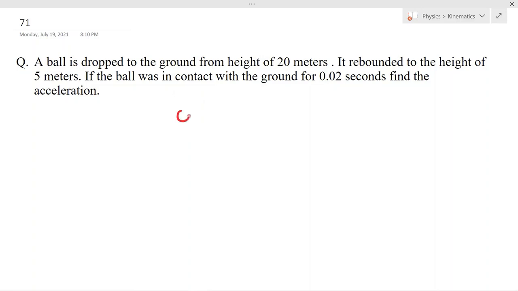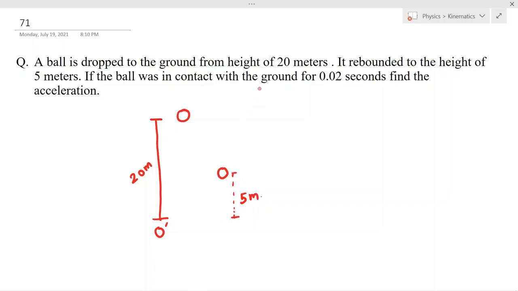Let's say this is a ball which is being dropped from a height of 20 meters from the ground. So this is the height, 20 meters, and it is being dropped. Let's say this is my origin O. I will denote it by O dash because this also looks like O. So this is O dash, and it rebounds to a height of 5 meters. So this is the height, 5 meters from the ground.